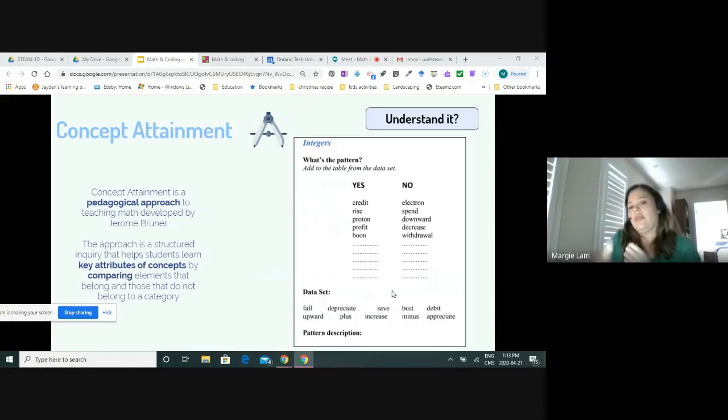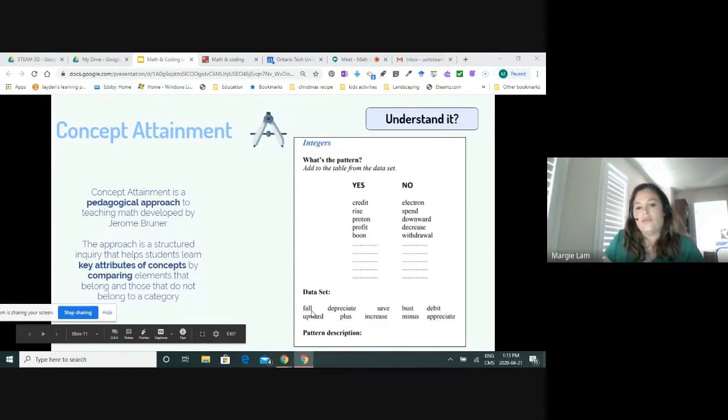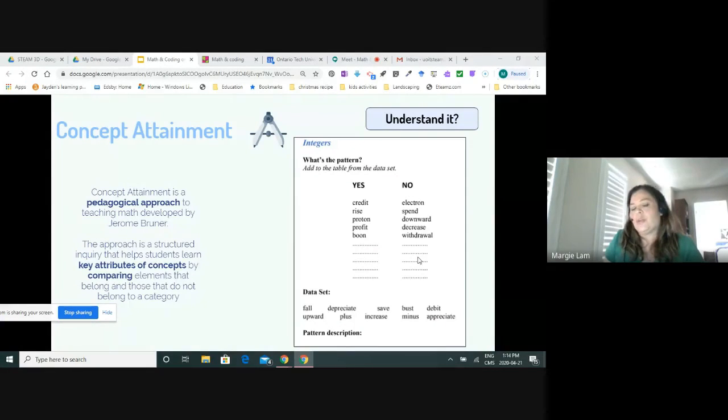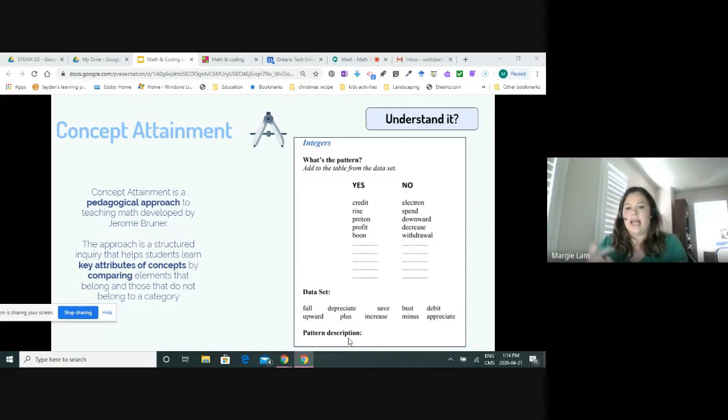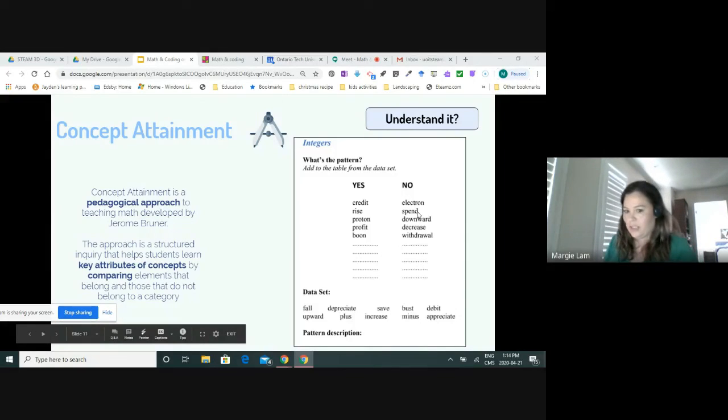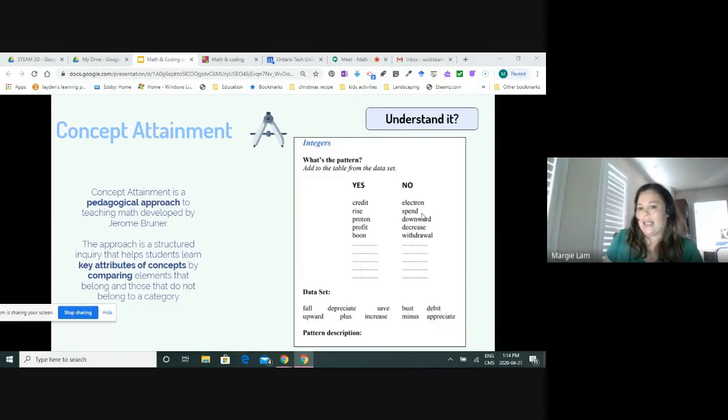But as you can see here, the students would have to figure out what would fit into the category. So what attributes of the data set and the values at the bottom, so fall and depreciate and save, which columns would they fit into? And what they'd have to do is figure out a pattern description at the bottom. Essentially, they're realizing that those that fit into the yes column have positive numbers, and those that fit into the no column do not have positive values. So electron, for example, is negatively charged. Spending costs money, so it's a negative. But credit is positive. So that's one example of how you could use integers with concept attainment.